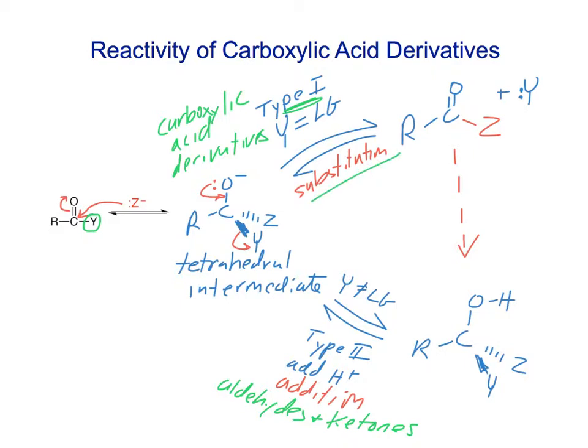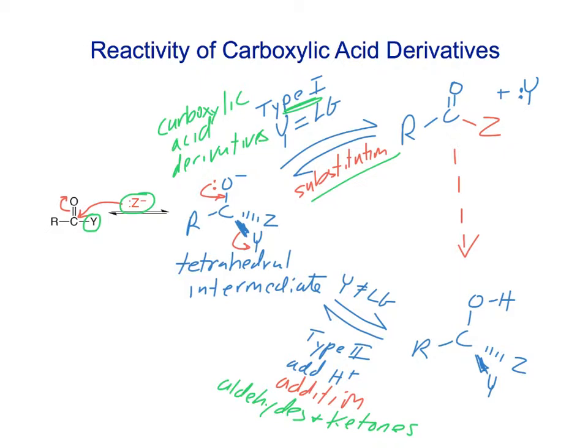And remember, the first step is addition of the nucleophile. We'll see in some cases, when we start with a very reactive carboxylic acid derivative, this will be the first step. When we get to the less reactive carboxylic acid derivatives, we're going to have to do something sometimes to make that carbonyl more reactive, which may involve adding an acid catalyst.